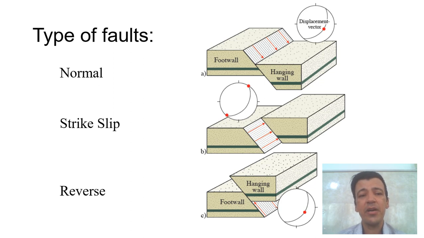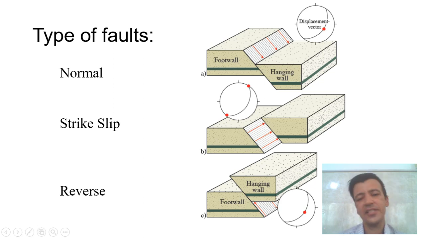What about normal faults? In normal faults, the movement of the hanging wall relative to the footwall is downward. The hanging wall moves downward against the footwall. This is a normal fault. You can see the displacement vector in the stereonet; normal faults have this situation.